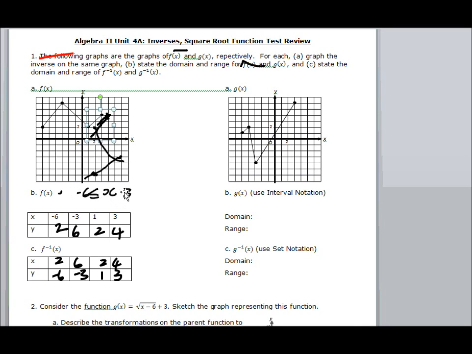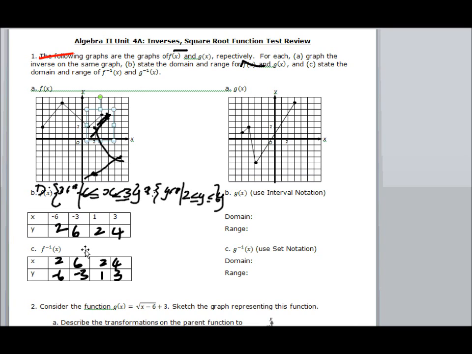This is an inequality notation. I want it in set notation. All you have to do is draw the curly bracket, say x belongs to R, such that negative 6 less than x less than 3, and close it. This is your domain, by the way. The range would be y belongs to R such that the minimum value is 2 and the max is 6. So y is lying between 2 and 6, and close it.